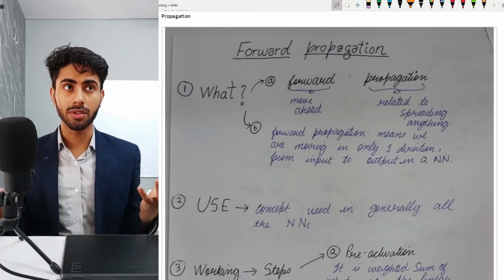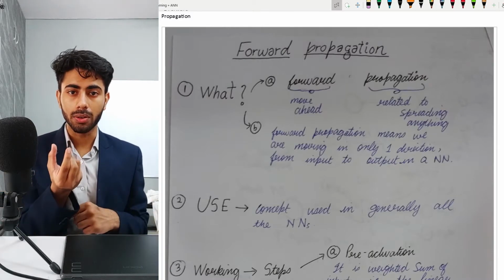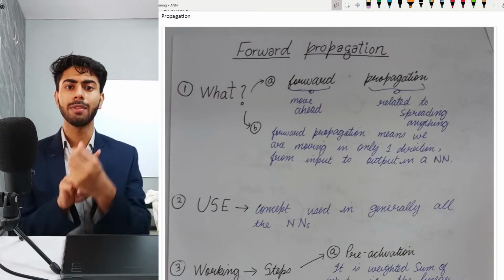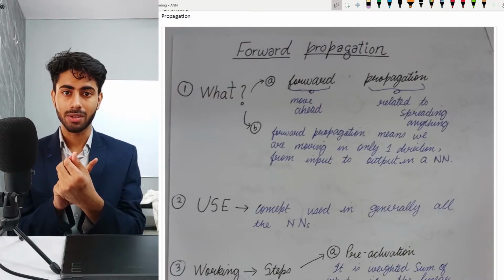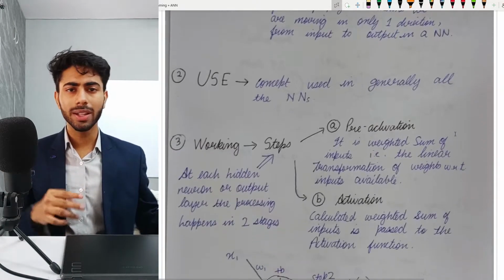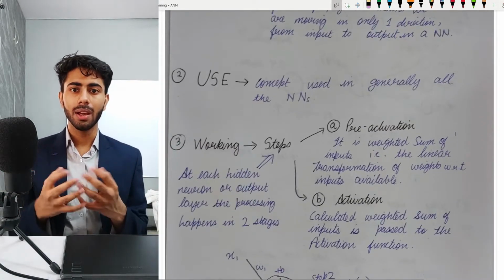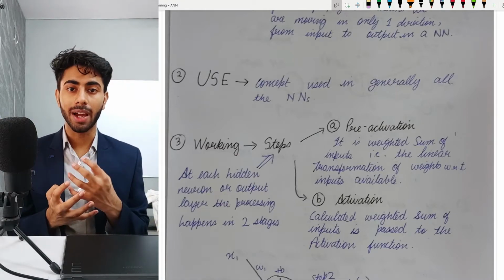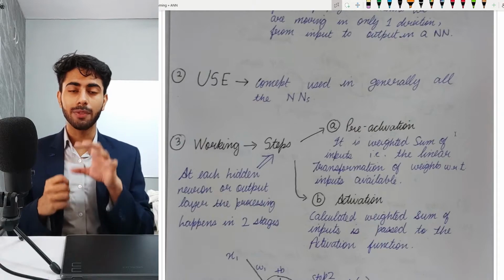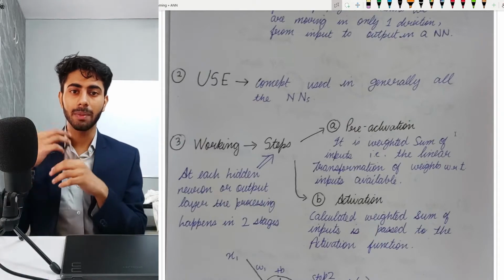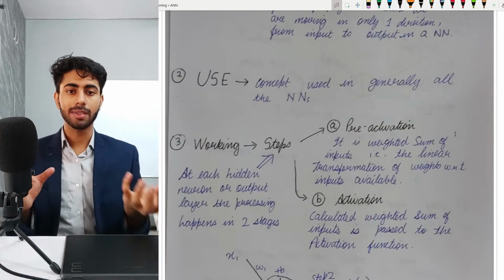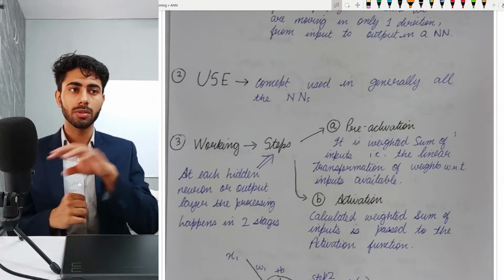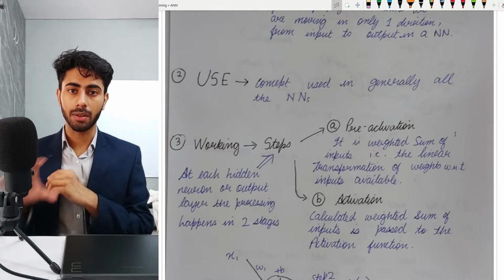And what are the different steps during forward propagation? At every neuron, there are two steps involved. The first is known as preactivation and the second one is known as activation. During preactivation, we feed our input to our neuron. The inputs get multiplied by their respective weights. And once the multiplication has been done, a bias term gets added to the product. This whole thing happens during preactivation.